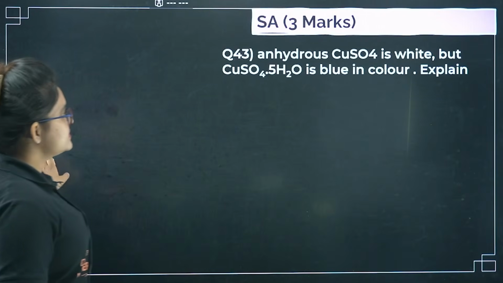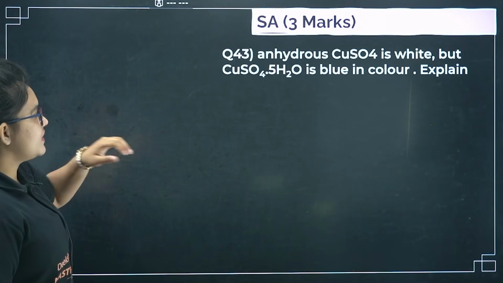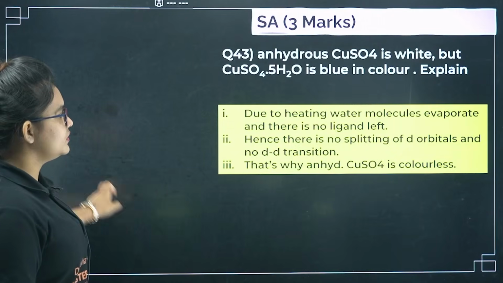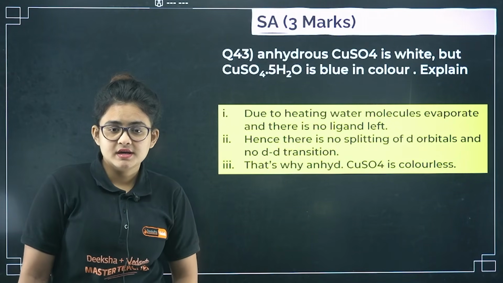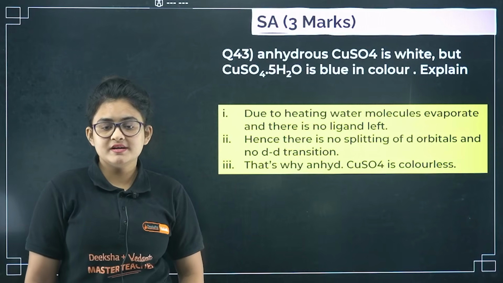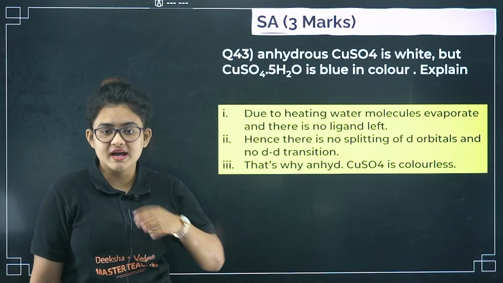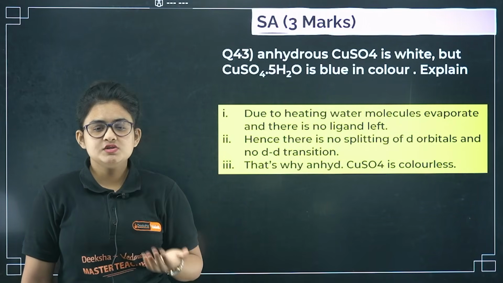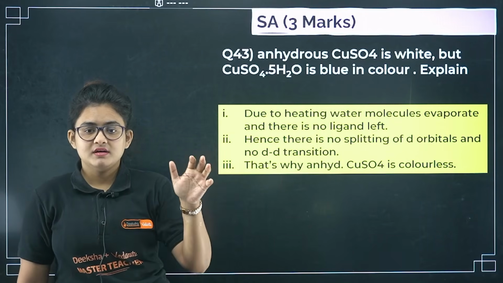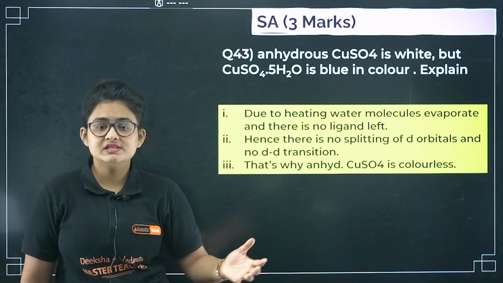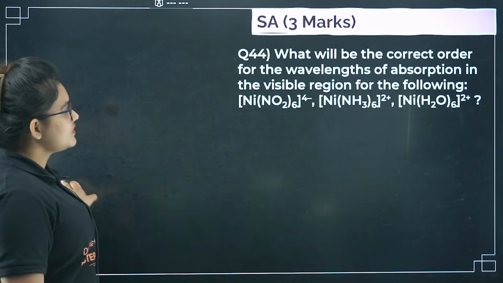Let's proceed. Anhydrous CuSO4 is white, but CuSO4·5H2O is blue in color. Due to heating, water molecules evaporate from the crystal of CuSO4 and it becomes anhydrous. So there is no splitting in that case and no d-d transition, and that's the reason your anhydrous compound is colorless.